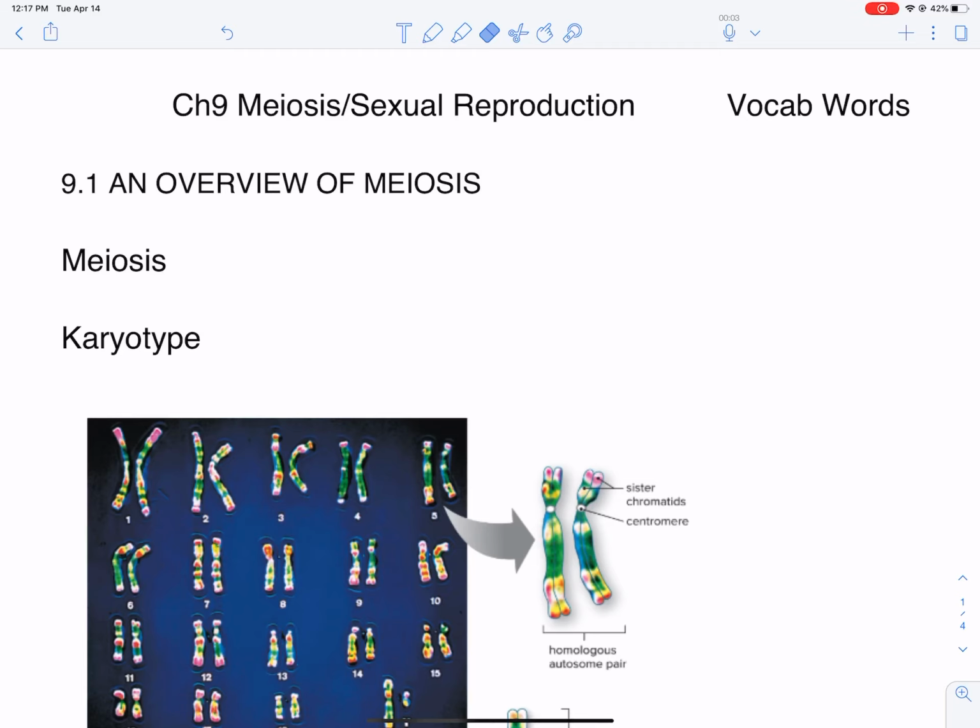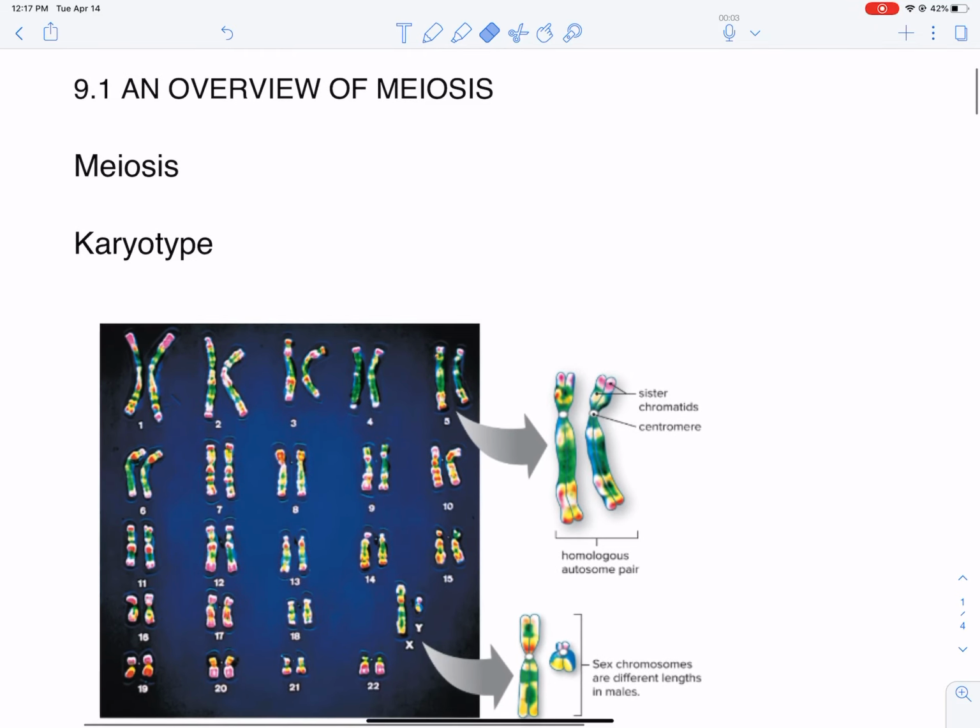In 9.1, we're just going to go through and give an overview of meiosis, give some general terms and define some stuff, and then we'll really get into it tomorrow. Some people struggle with this topic. It gets a little confusing, so make sure you're reading the book and paying attention to the videos.